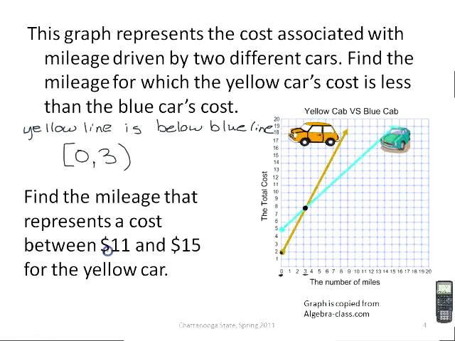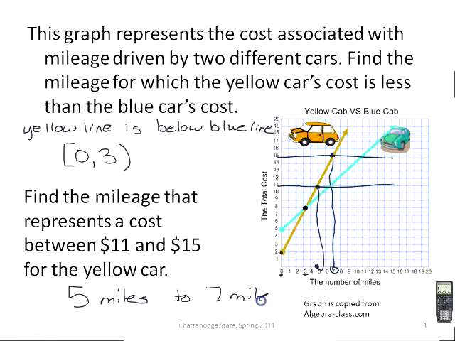Now we want to find the mileage that would represent a cost of between $11 and $15 for the yellow cab. So if I see where the 11 is, the 11 goes right here, and the 15 goes right here. So when my yellow line has values between 11 and 15, that corresponds to x values of 5 and x values of 7. So that would be 5 miles up to 7 miles.